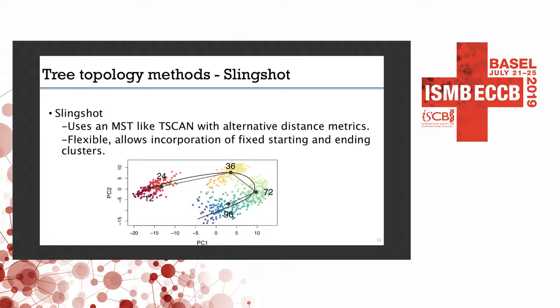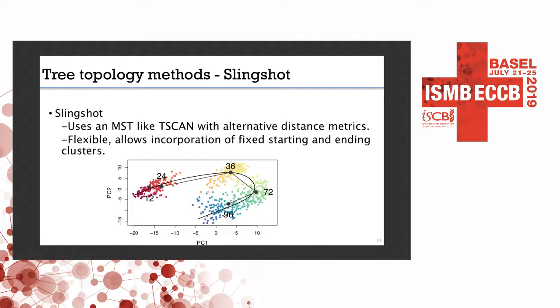Okay, so building on TSCAN, which is pretty simple, is Slingshot. It's very similar. It's going to use that minimum spanning tree just like TSCAN, but it's going to calculate different distance metrics, and you can actually implement your own. So it doesn't have to be Euclidean. It can be the Manhattan distance. It's a little bit more flexible and lets you pick those options.